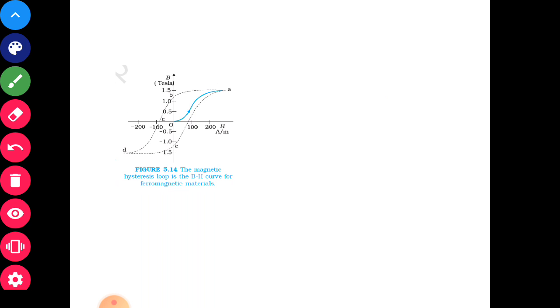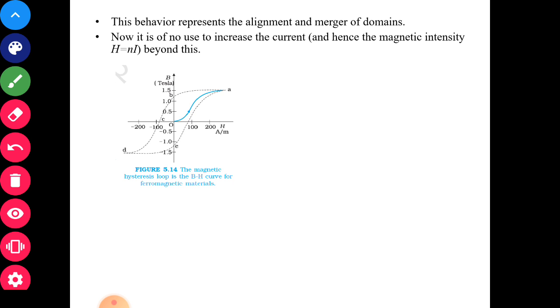Again the figure is kept for you for reference. This behavior represents the alignment and merger of domains. So what happens during this whole process? There is an alignment of all the elemental magnetic dipoles, or rather we can say all the domains, in one particular direction, and they are getting merged. So only one very large domain persists, in one particular direction, in the direction of the magnetic field.